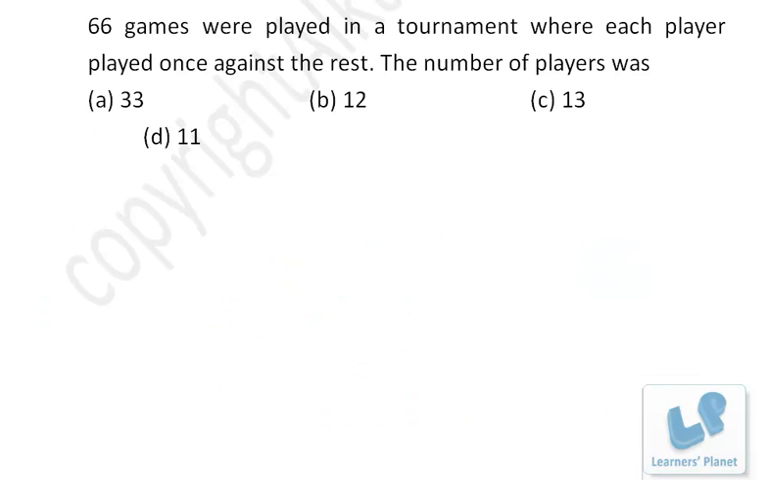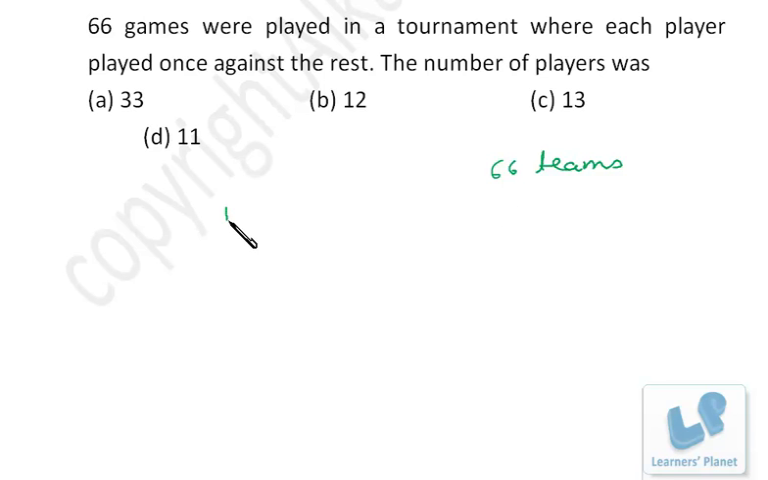Now one more question from CAT previous year papers. 66 games were played in a tournament where each player played once against the rest. The number of players was? Friends, it takes 2 players to make 1 team, right? And 1 team means 1 match, right? So precisely there are 66 games, that means there were 66 teams, right? Here I'm talking about teams, not persons, right?